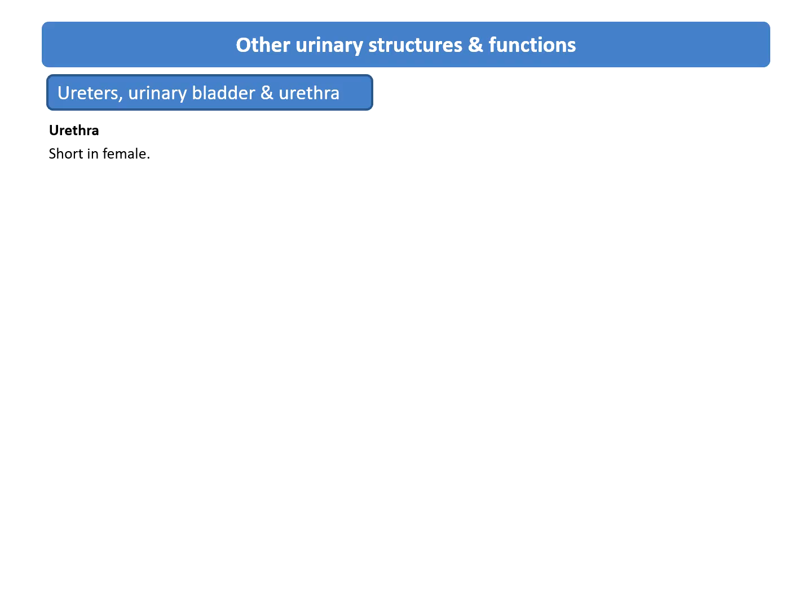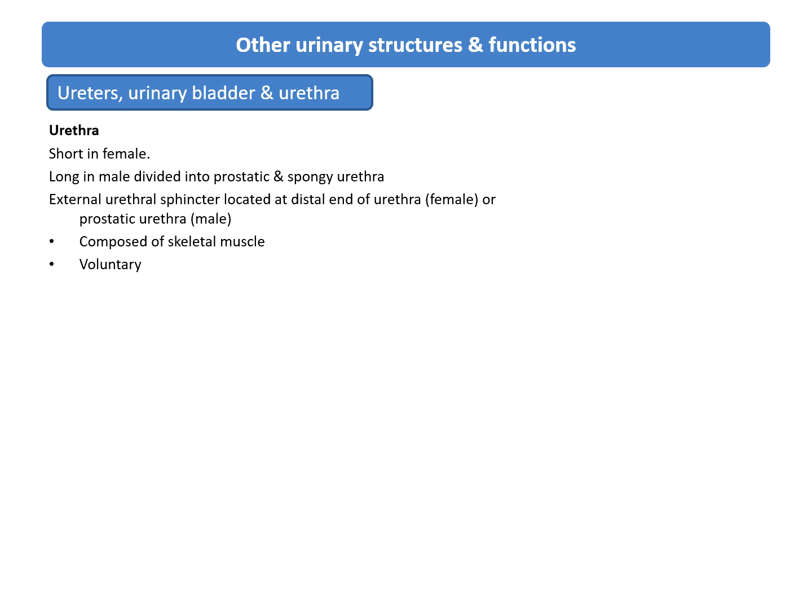The urethra is short in females, but longer in males, and divided into a prostatic and spongy urethra. The external urethral sphincter is located at the distal end of the urethra in females, or the end of the prostatic urethra in males. It's composed of skeletal muscle, which is voluntary.